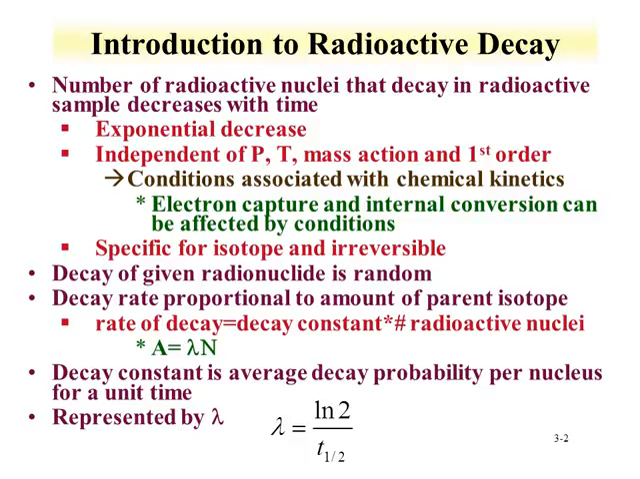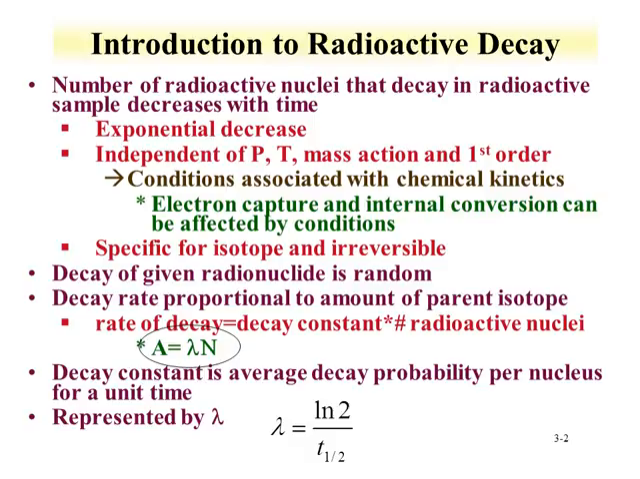The decay of a given radionuclide is random. If I'm following a single radioactive isotope, I cannot predict when it decays, but I can have a probability of it decaying. And the decay rate is proportional to the amount of the parent isotope. This is observed through the decay constant times the number of atoms equals activity. So the rate of decay is equal to the decay constant times the number of radioactive isotopes.